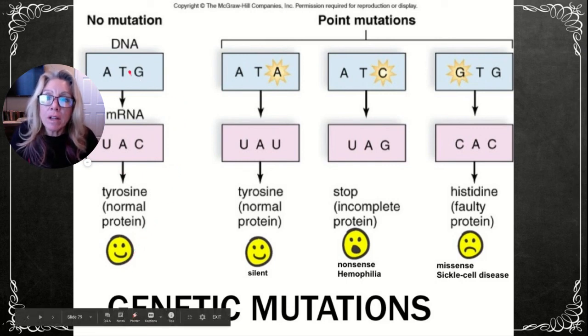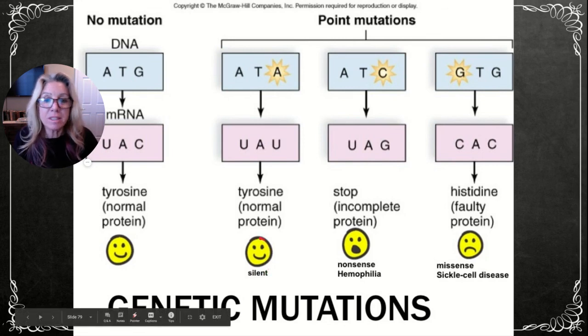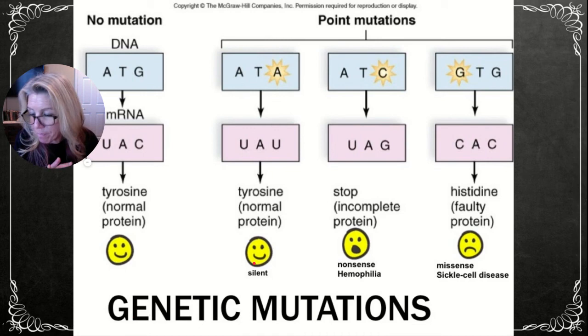Okay. Now, let's mutate this G into an A. So the DNA reads ATA. So now our codon is changed: instead of UAC, it's UAU. But lucky for us, remember how we said there are multiple ways to get some of those amino acids? It still codes for tyrosine. So this is called a silent mutation. It's a mistake, but we get the same amino acid. Our protein folds correctly.